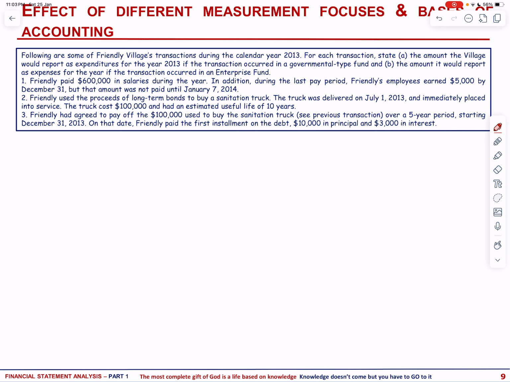For each transaction, state the amount the village would report as expenditures for the year 2013 if the transactions occurred in a governmental type fund, and the amount it would report as expense for the year if the transactions occurred in the enterprise funds. Now, first of all, we have Friendly paid 600,000 in salaries during the year. In addition, during the last pay period, Friendly employees earned 5,000 by December 31, but that amount was not paid until January 7. We will talk about that.